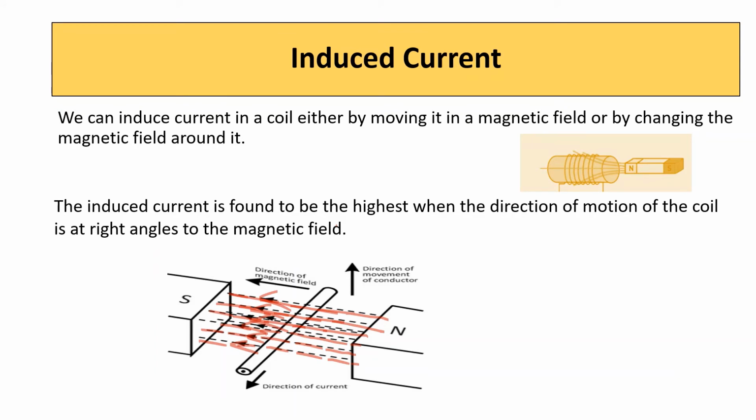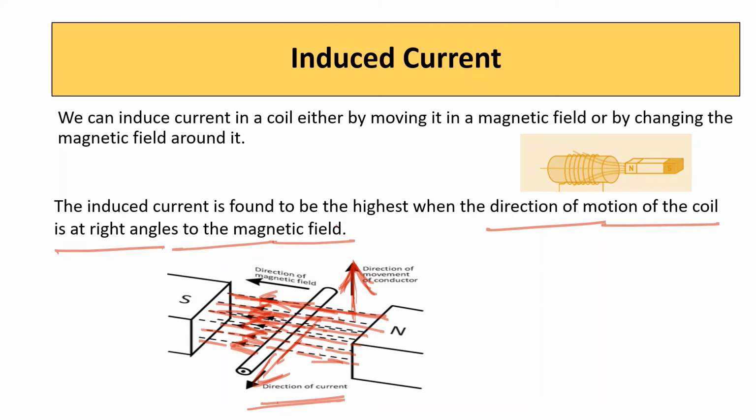The magnetic field lines are from north to south. These are the magnetic field lines of the magnet, and the direction of the motion of the conductor is perpendicular to this magnetic field. The induced current will be maximum in that case, when the direction of the motion of the coil is at right angles to the magnetic field.